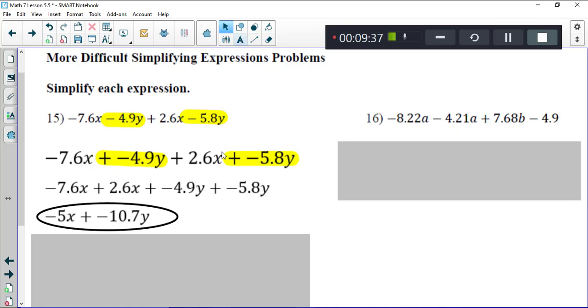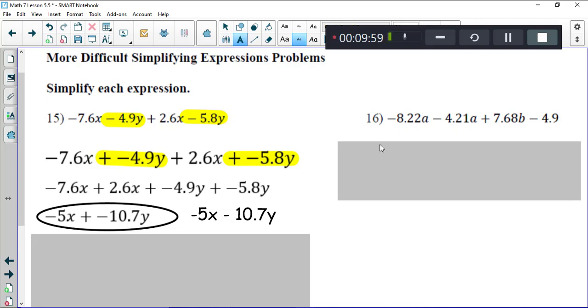I do want to remind you that if you would see an answer like this, negative 5x minus 10.7y, that is equivalent to negative 5x plus negative 10.7y. Just undoing the adding the opposite and rewriting it as subtraction. We have to be familiar with equivalent forms of numbers. That's definitely an important skill to have.